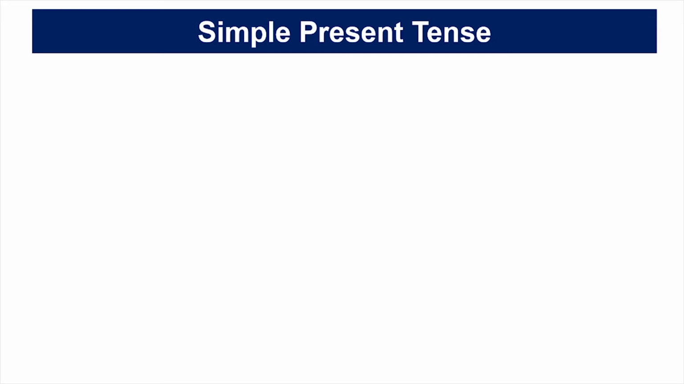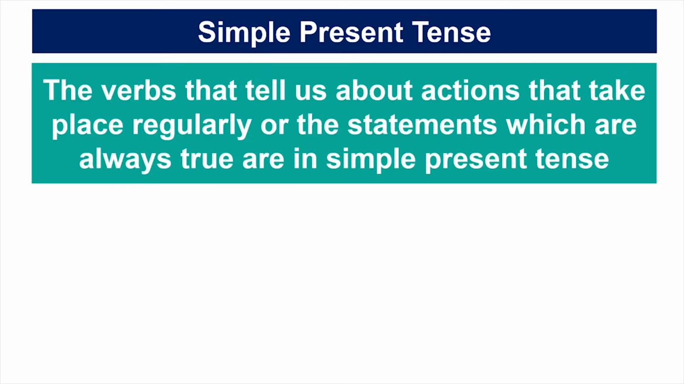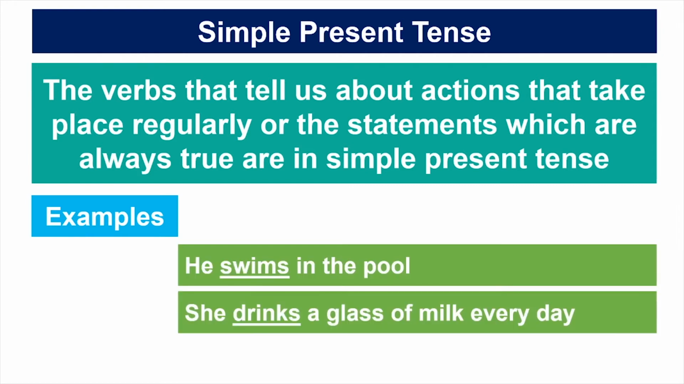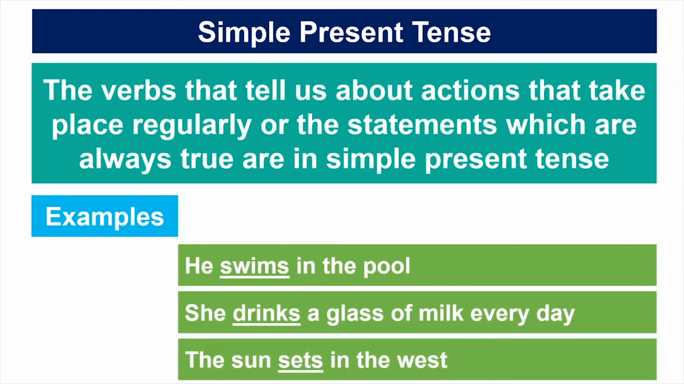Simple present tense. The verbs that tell us about actions that take place regularly, or the statements which are always true, are in simple present tense. For example, he swims in the pool. She drinks a glass of milk every day. The sun sets in the west.